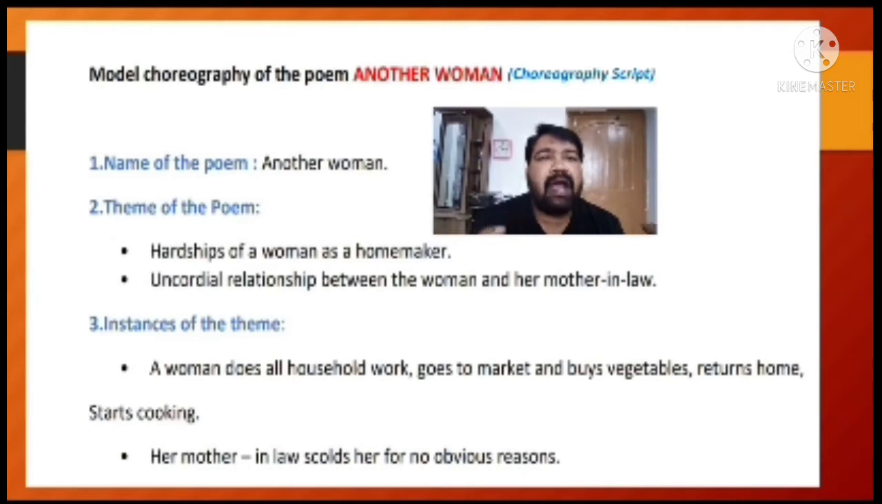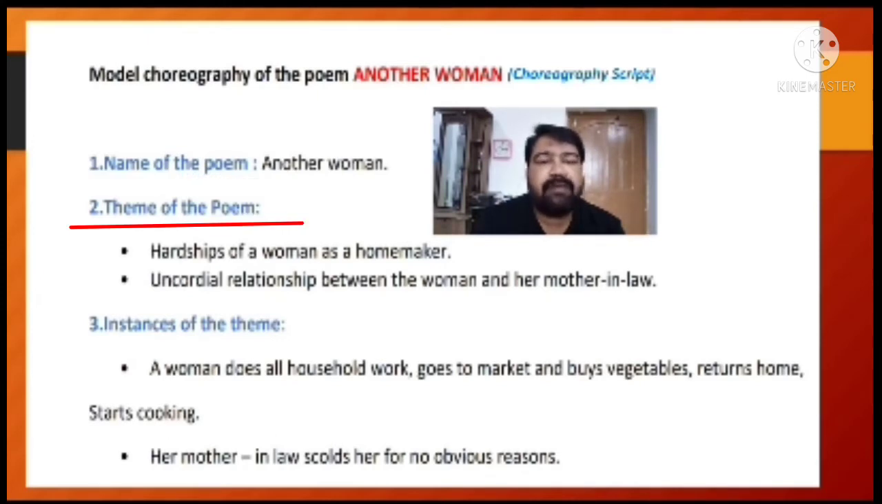First of all, we have to write a heading, Another Woman choreography script. Here you can see that. Then you have to number each of the elements like this. Here, number 1, name of the poem. Name of the poem, Another Woman. Number 2, theme of the poem.